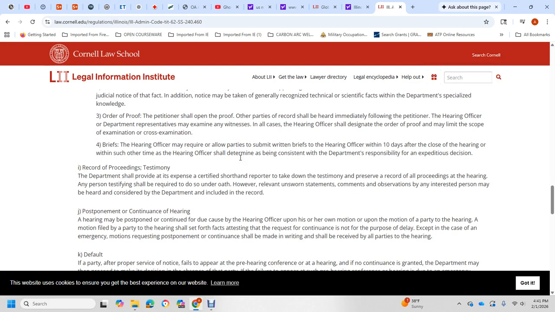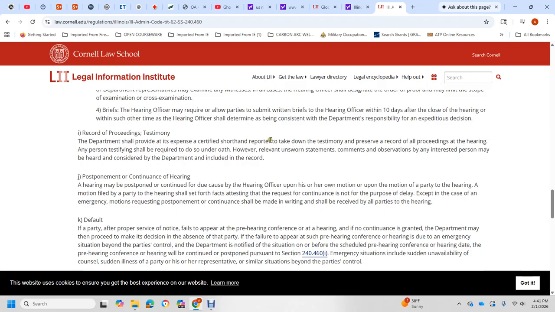Records of the proceeding testimony. The department shall provide, at its expense, a certified shorthand reporter to take down the testimony and preserve all the records of the proceeding. Witnesses testifying at the hearing shall be required to do so under oath. Unsworn statements or comments and observations by interested persons may be heard with the consent of the department and included within the record.